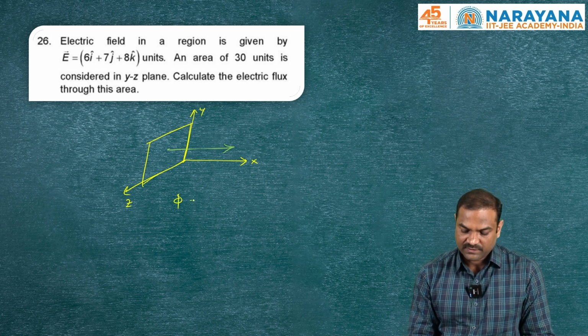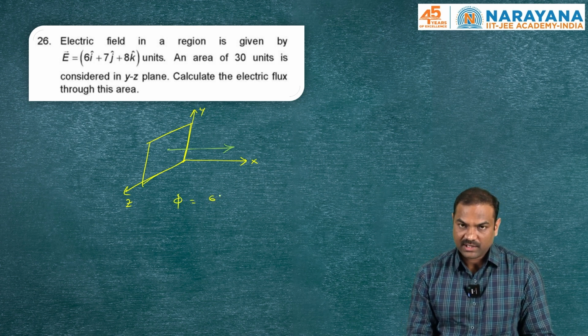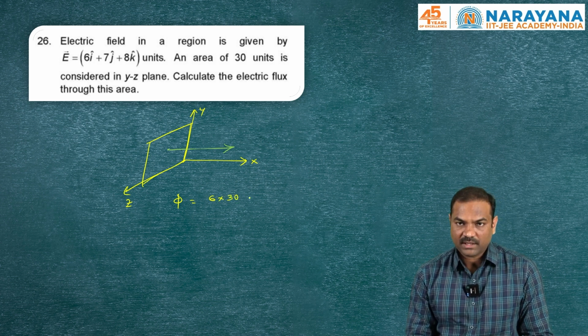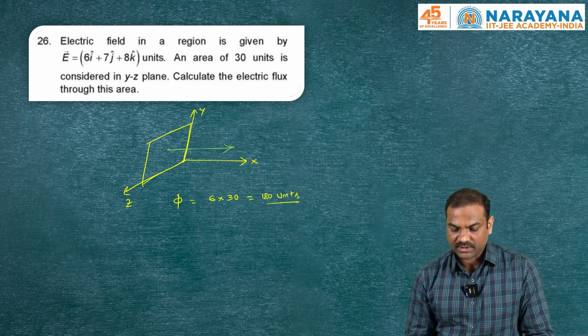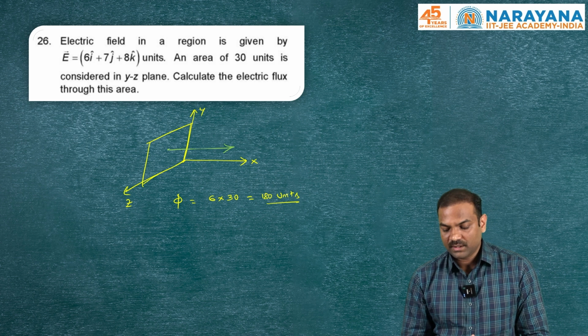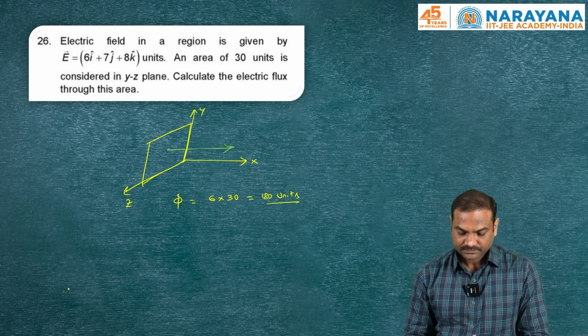So the flux value I can write simply as the field along the x-axis multiplied by the area of the entire plane. So this will be 180. Simply I am writing it as units. So the answer will be 180 again.